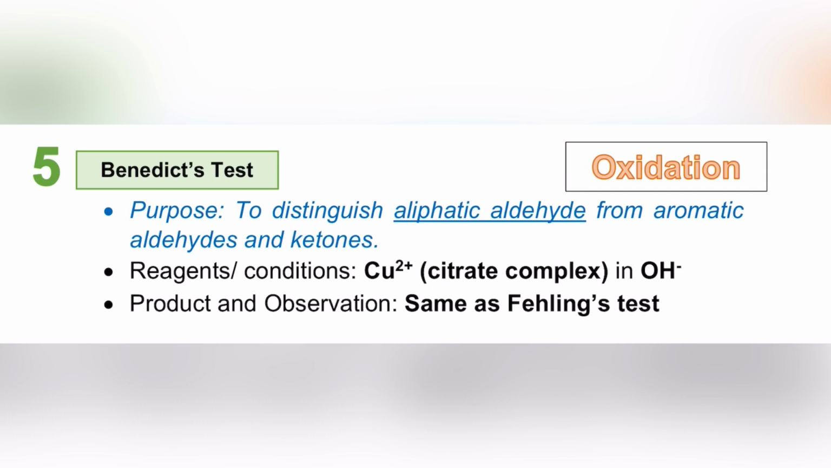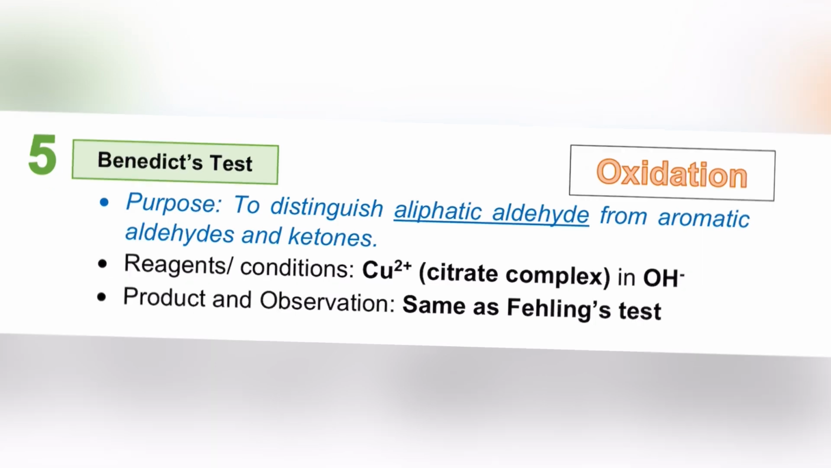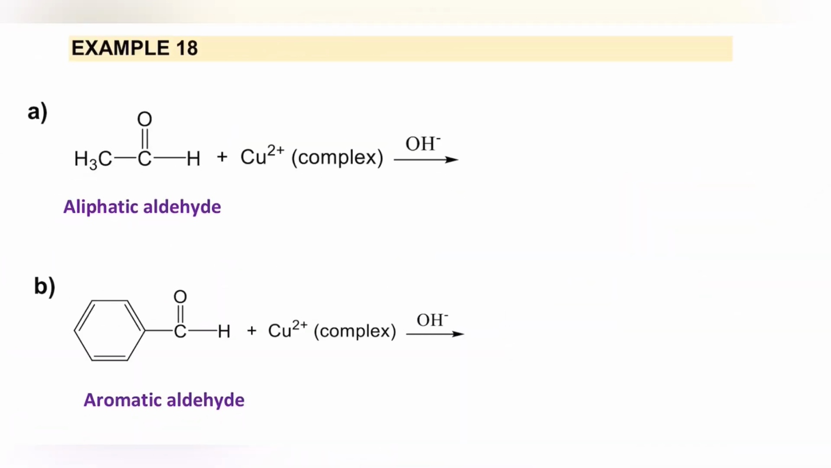However, the reagent used here is Cu2+, but citrate complex. So yang ini yang berubah. Tadi tartrate, sekarang dia citrate complex. And then produk dan observation dia sama sahaja macam Fehling's test, iaitu brick red precipitate form dalam Fehling solution. So let's try this example. I have aliphatic aldehyde. So apa yang kita akan buat kalau aliphatic aldehyde, dia memang akan hasilkan positive result.